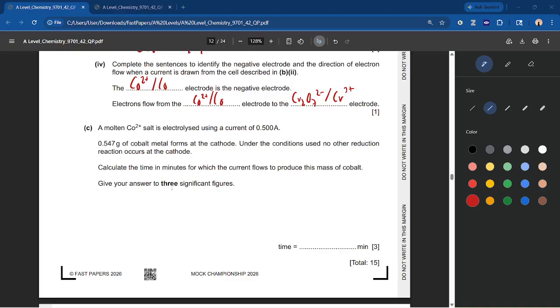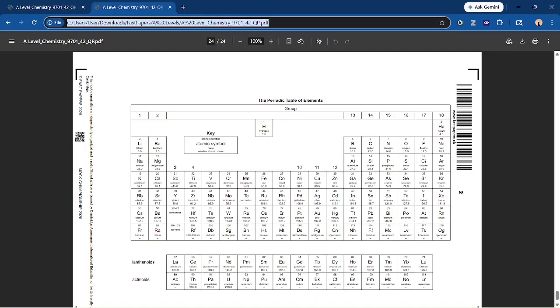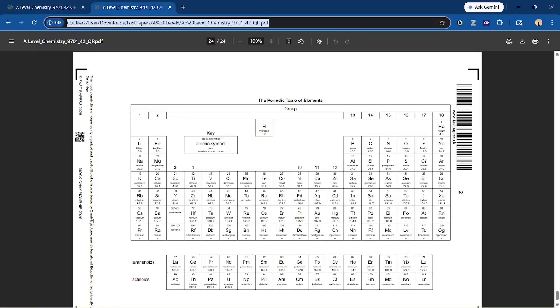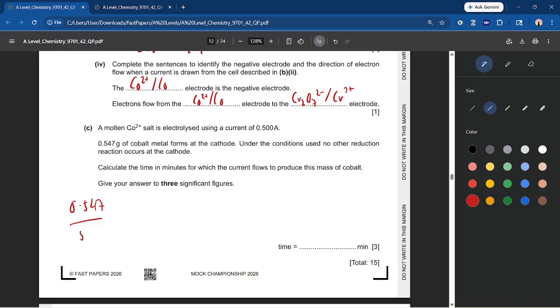Interesting question. So first let's figure out the moles of cobalt that we have. Cobalt is 58.9. So 0.547 divided by 58.9, and if we put that in, you're going to get 9.29 times 10 to the minus 3, so that's 0.00929. So we've got the moles of cobalt.